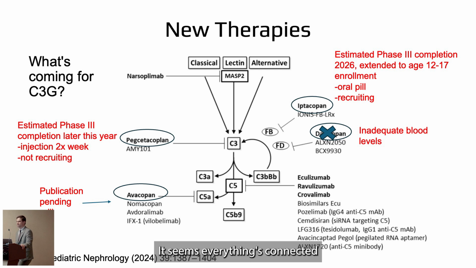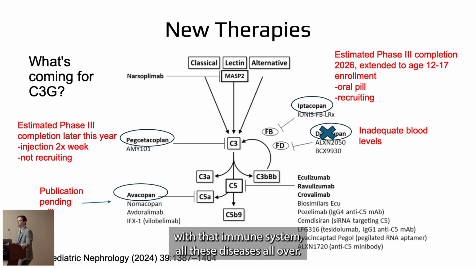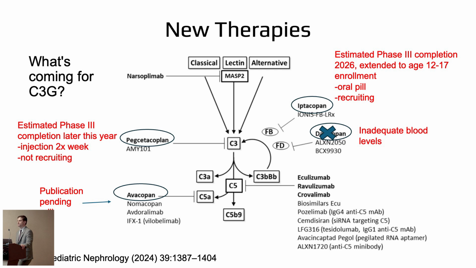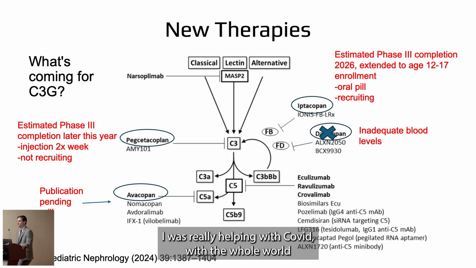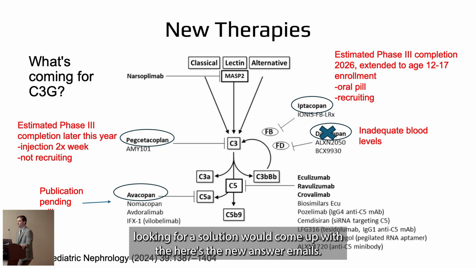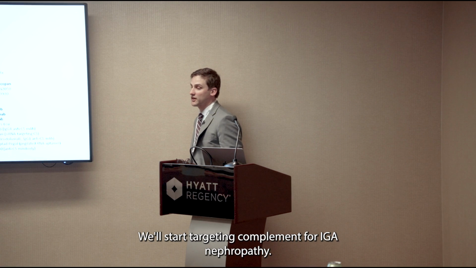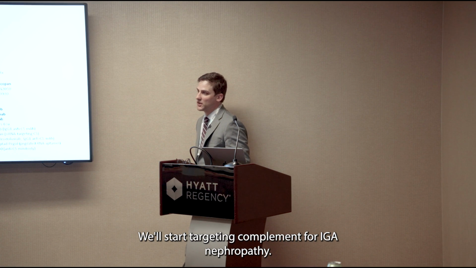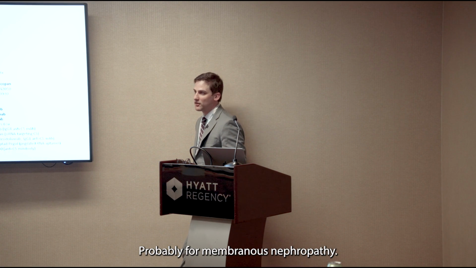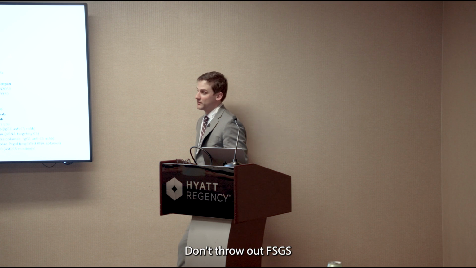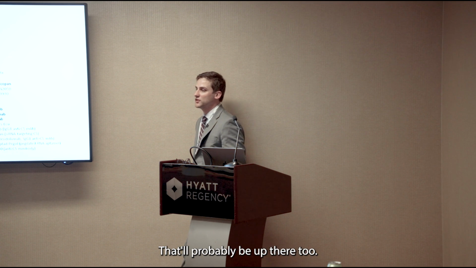Well, it seems everything's connected with that immune system, all these diseases all over. Yeah, I was really hoping with COVID, with the whole world looking for a solution, we would come up with the immune answer. We'll start targeting complement for IgA nephropathy, probably for membranous nephropathy. Don't throw out FSGS, that'll probably be up there too.